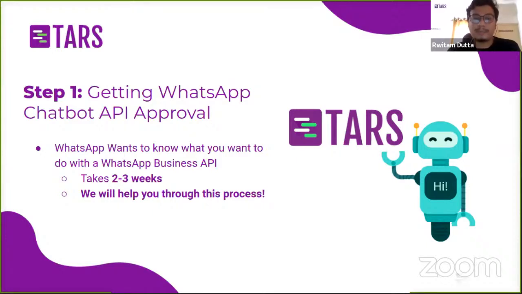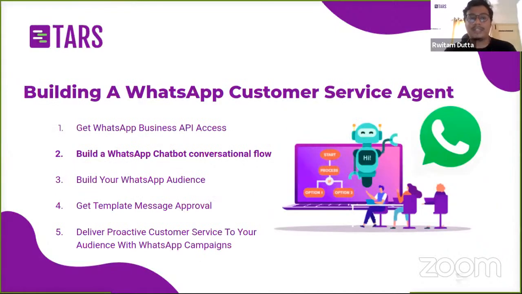Now, once your business has been granted WhatsApp Business API access, the rest of the steps are pretty easy and straightforward. The next step is to build a WhatsApp chatbot conversational flow. Since the first step takes about 2 to 3 weeks, we suggest customers get started with the conversational flow.